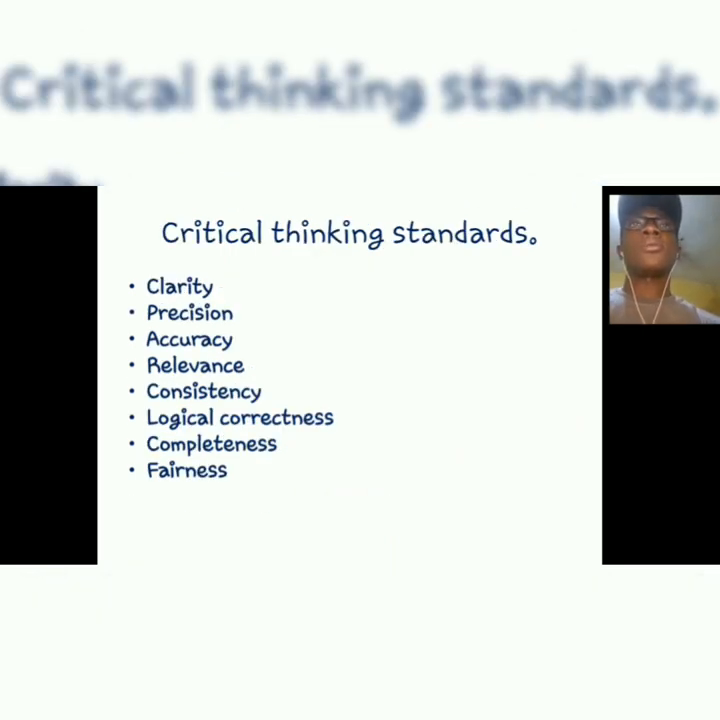Now, from the definition, we said that critical thinking is based on rational standards. So we use rational standards to evaluate our beliefs. That means that critical thinking is a science and an art. It is multidisciplinary because it draws inferences and references from philosophy and ethics, etc. Now, these are the standards of critical thinking. There are plenty of them, but these are among the most important. We have clarity, precision, accuracy, relevance, consistency, logical correctness, completeness, and fairness. Now, let's briefly go through these critical thinking standards.